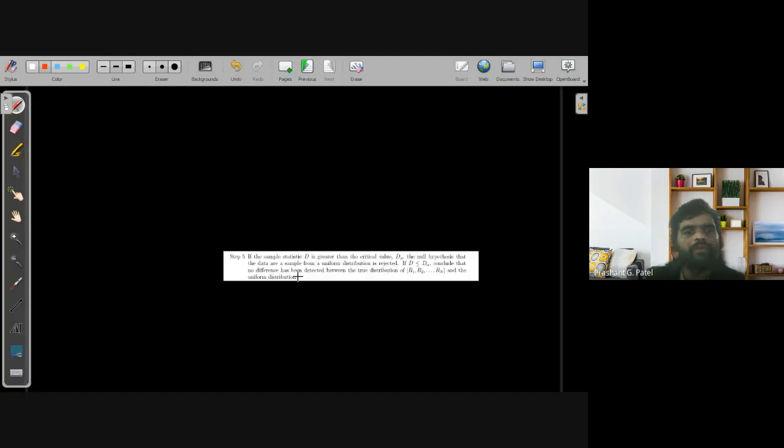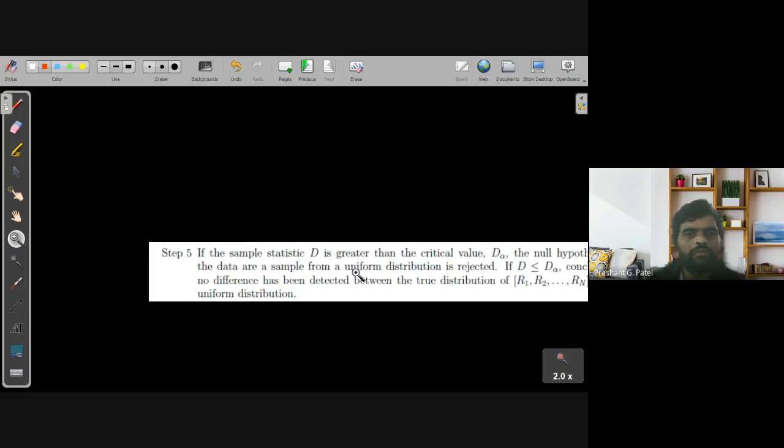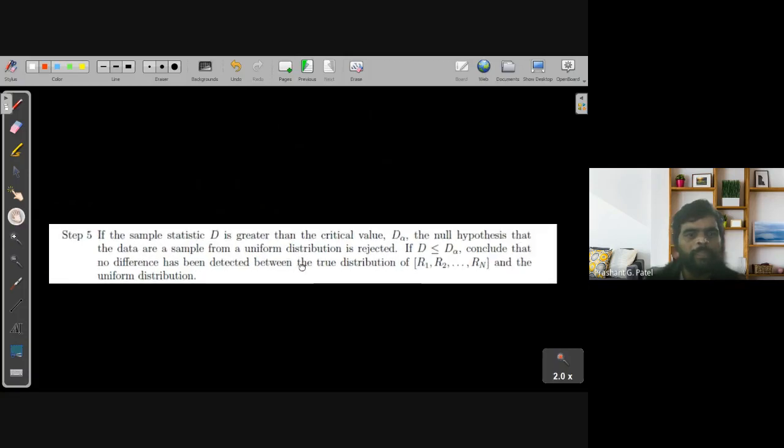So step 5 is saying that if the sample statistic D is greater than the critical value, that is D alpha, the table value, the null hypothesis that the data is uniformly distributed is rejected. And if it is less than, then we can say that it is accepted. So D is less than or equal to D alpha. Conclude that no difference has been detected between the true distribution and the uniform distribution. So it is accepted.